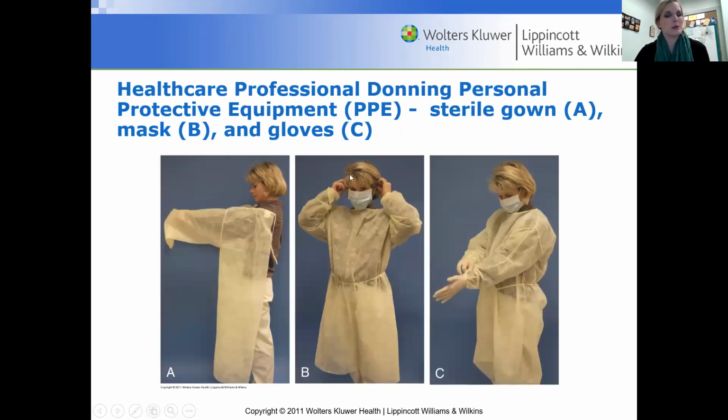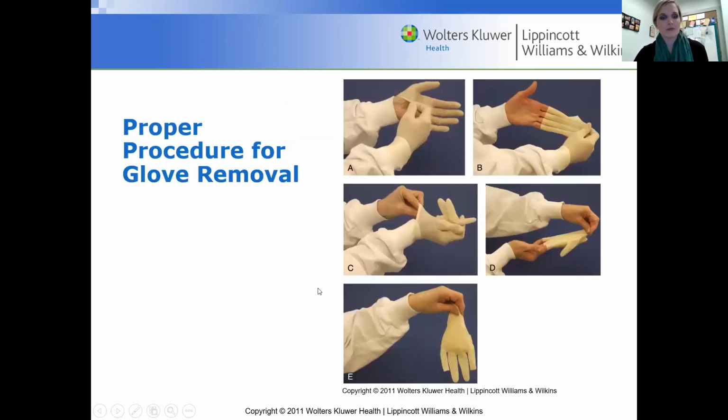So here's your standard PPE, your professional protective equipment or your personal protective equipment. So your gloves, gown, and your masks are very standard precautions. But we'll talk about where those come in and why they're especially needed when we do see pathogens in certain patients, why we need to make sure that we are protecting ourselves with these pieces of equipment. And then this is your procedure for glove removal.